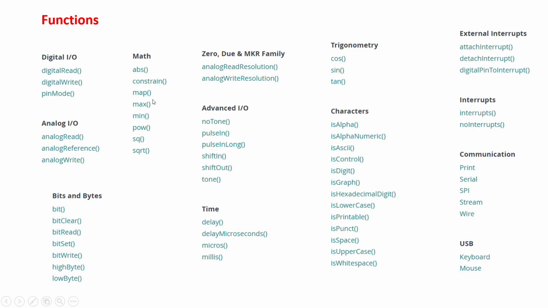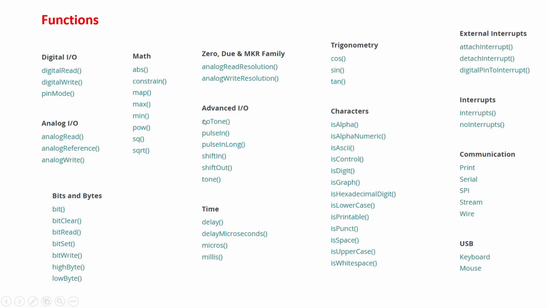Next is the mapping function, map. We use max for getting the maximum and min for the minimum. For getting the power of something we use the pow function. For getting the square we use the SQ function. For getting the square root we use the SQRT function.